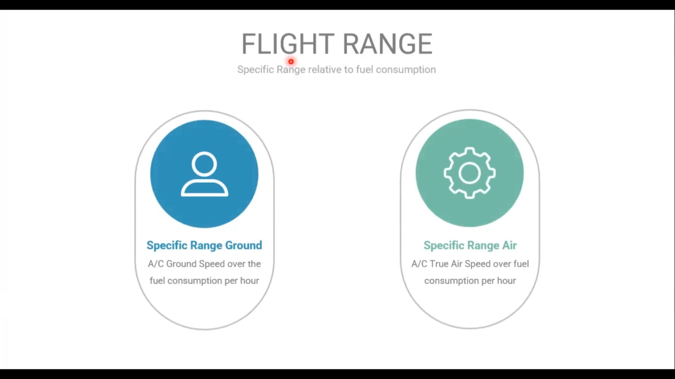On the aircraft, we have the specific range: ground specific range and air specific range. The specific range is basically the aircraft speed based on the fuel consumption. So whenever we consume more fuel, what is the expected aircraft speed, either if I am crossing the distance on the ground or in flight? I need to specify, this is why we call it the specific range.